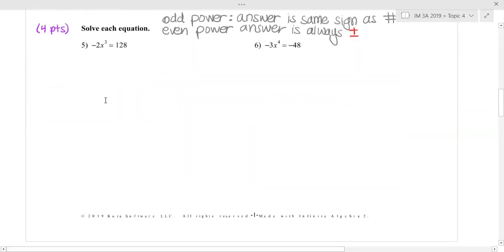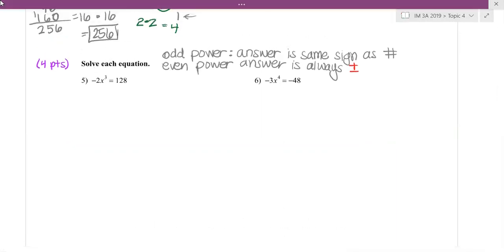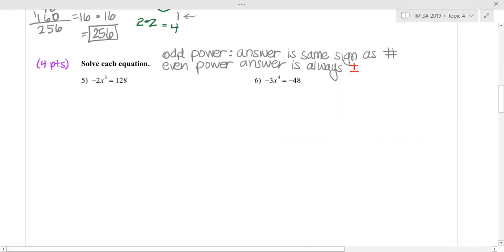For question 5, we're solving the equation negative 2x to the 3rd power equals 128. Remember that as we're doing these problems, when I write my answer, the type of root that I take gives me rules for the type of answer I will get. If this is being raised to an odd power, whatever sign the number is after I'm taking a root, that's what sign my answer is going to have. So if I end up with a negative number, my answer is negative. If I end up with a positive number, my answer is positive. For an even power, however, I will always have a positive number because I can't take the even root of a negative.